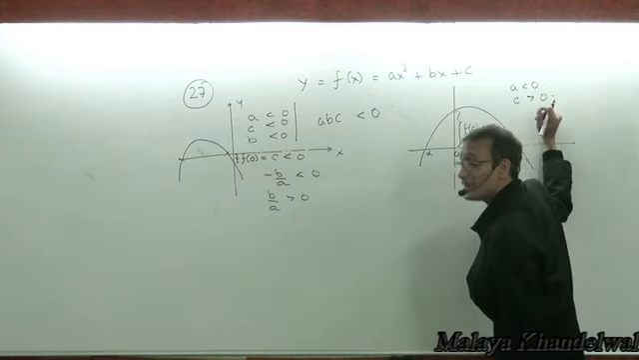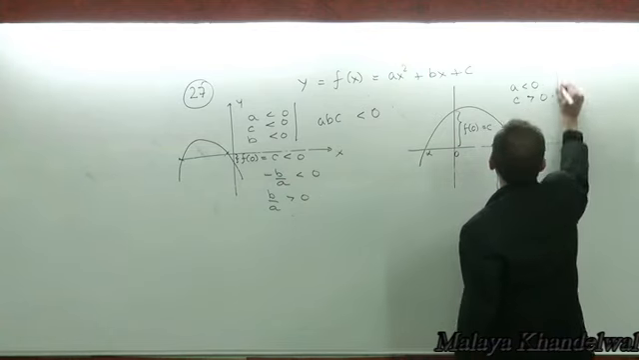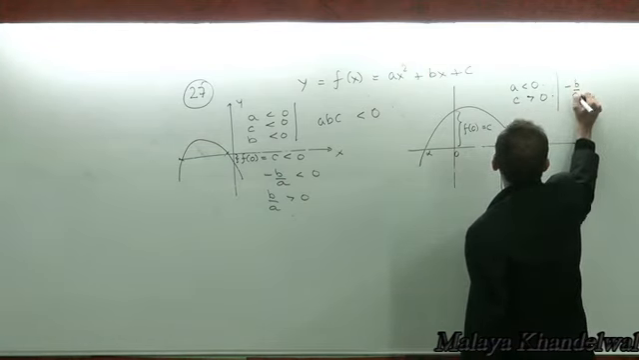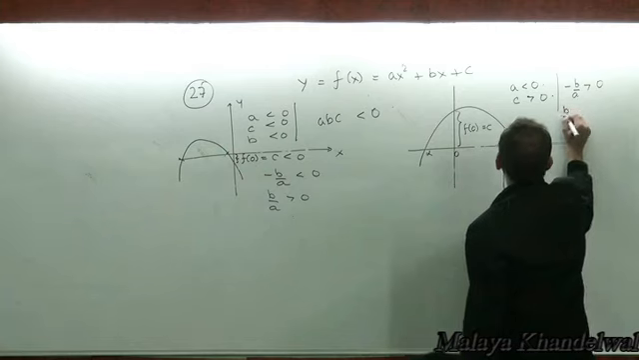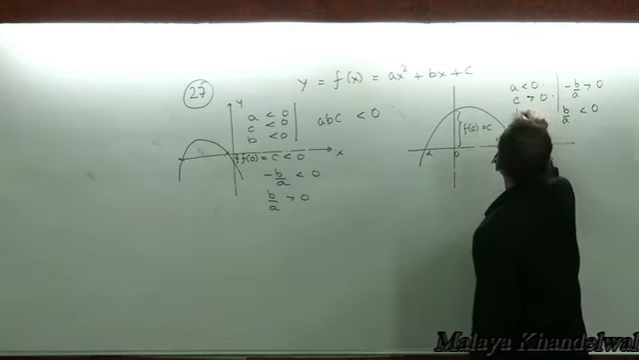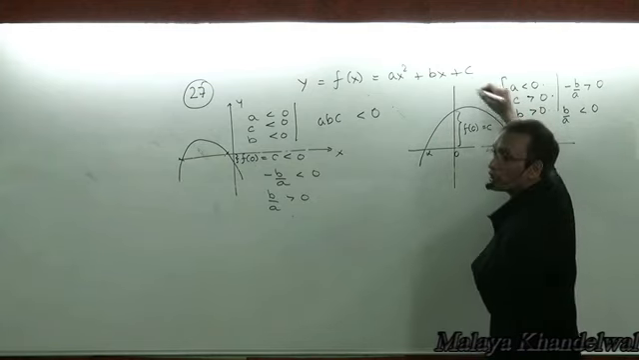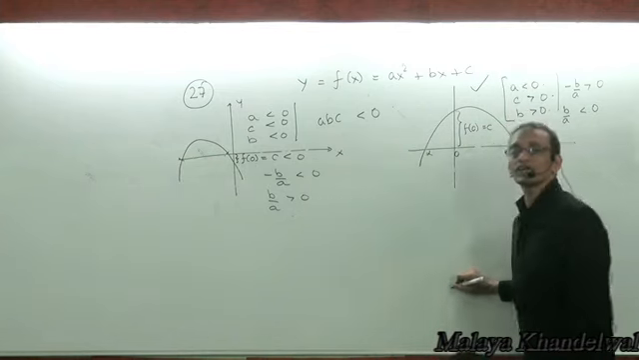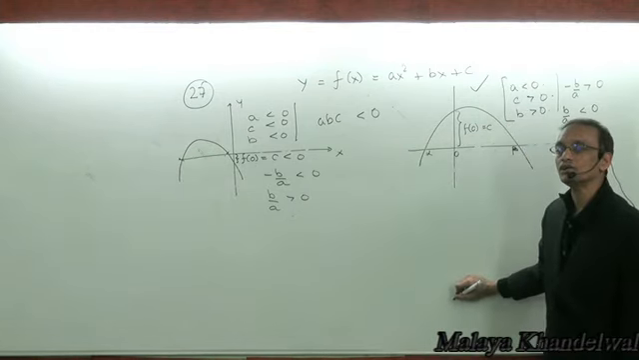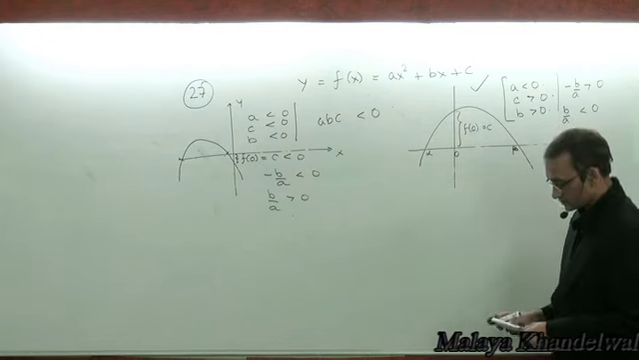So the sum of the roots must be positive. That means minus B by A must be positive. B by A therefore must be negative. A is negative, so B must be positive. So two positive, one negative. The product of ABC is negative here. Yes or no? Confusion? You agree with this? So this is right.